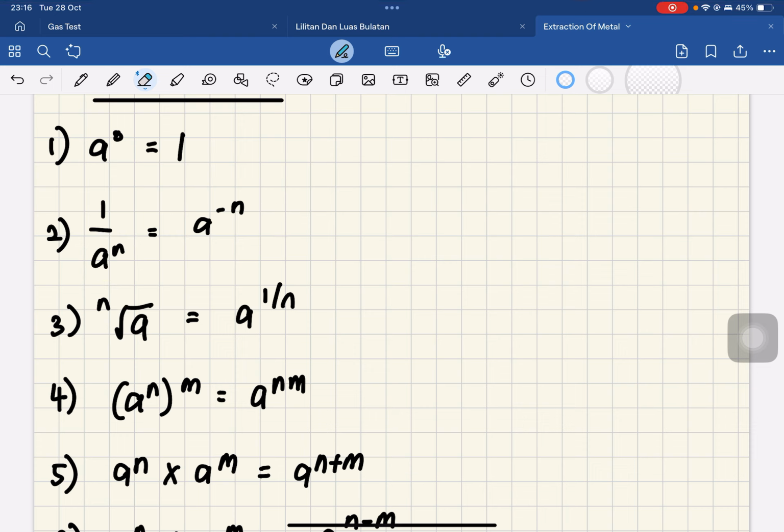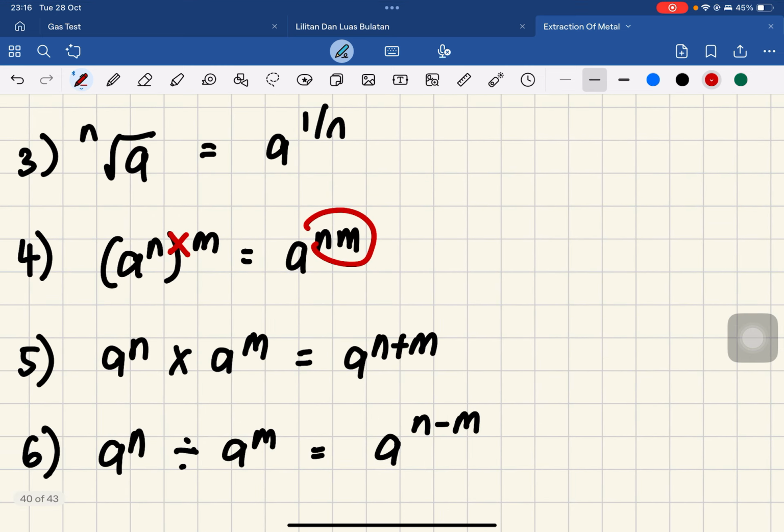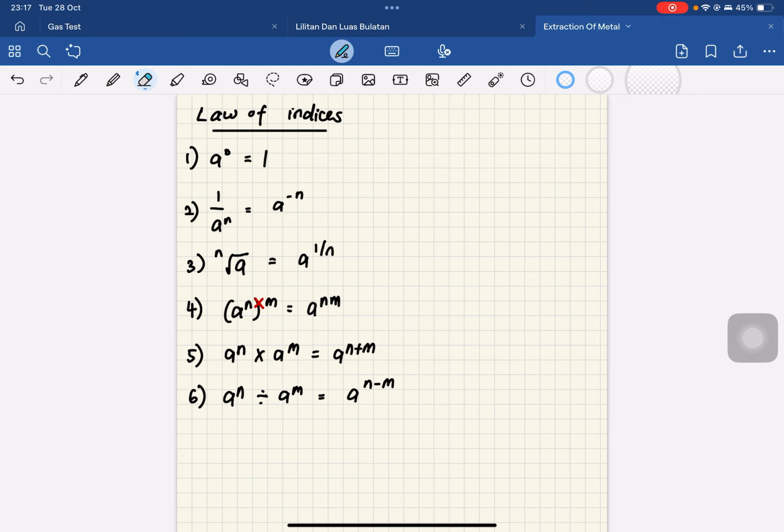And next, number 4, a^n to the power of m. So just multiply the power. Okay. And if the operation is multiplication between the bases, we're just going to add the power, n plus m. So inversely, if it is division, we're just going to subtract the power. Okay. So with that in mind, let's look at a few examples.